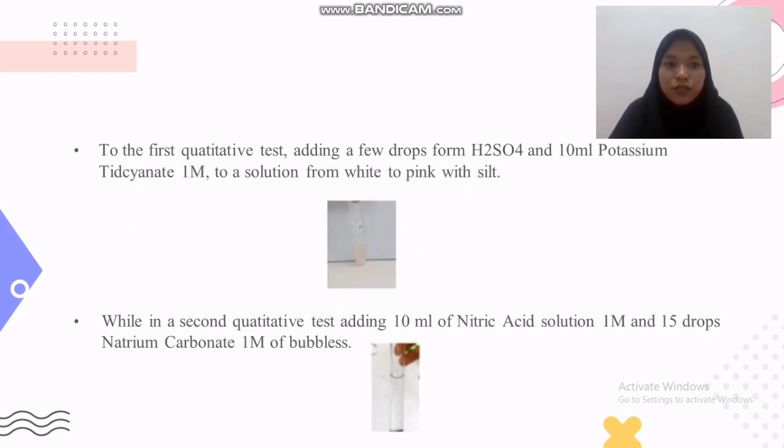The first qualitative test: adding a few drops of sulfuric acid and 10 ml potassium thiocyanate 1 molar turns the solution from white to pink with silt. In the second qualitative test, adding 10 ml of nitric acid solution 1 molar and 15 drops sodium carbonate 1 molar produces bubbles.